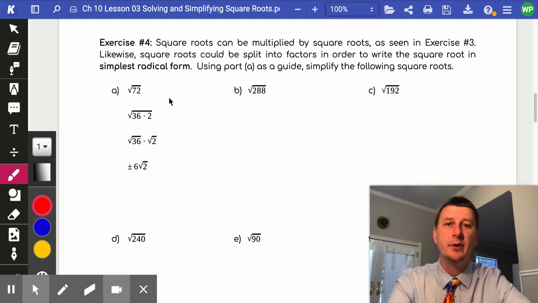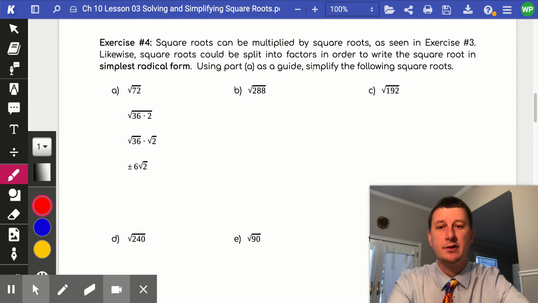So just like we could multiply square roots together, we could break square roots apart. We could put them in a prime factorization, like you might have done a couple of years ago in sixth grade when you made your prime factor trees. And that's very similar to what we're going to be doing right now in exercise number 4. So we're going to split them into factors, and we're going to put it into this form known as simplest radical form. And again, it uses part A as a guide.